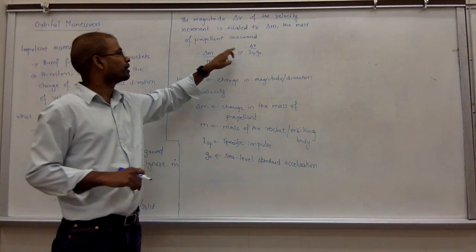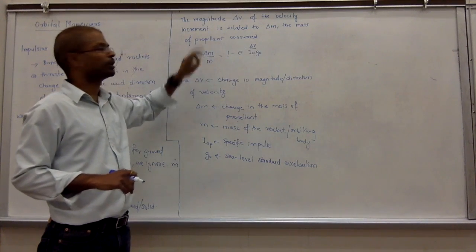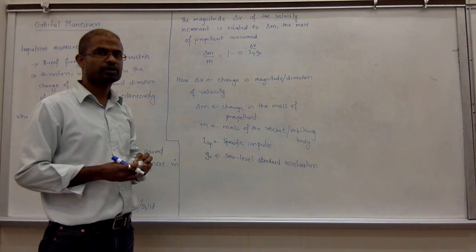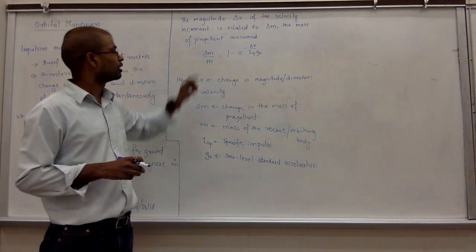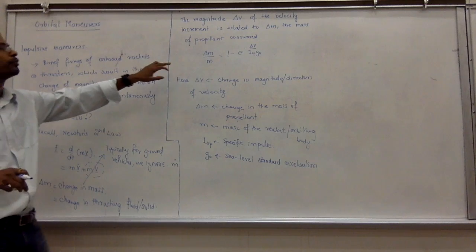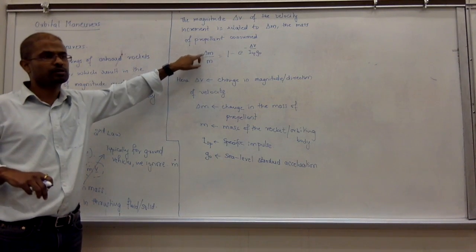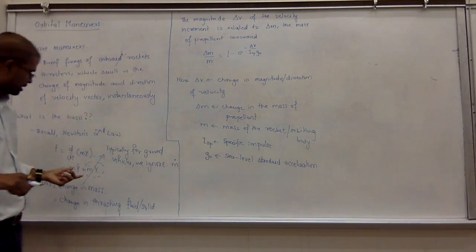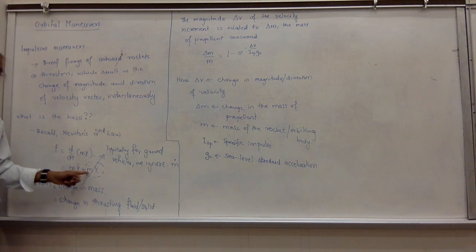So this delta V is simply a function of this delta M. It's purely a function of this delta M: how much mass is lost, and you can relate that to this. What does this delta M cause? You see this m dot is negative, right? Why is it negative? Because it loses mass as time goes. If it loses mass, this becomes negative.